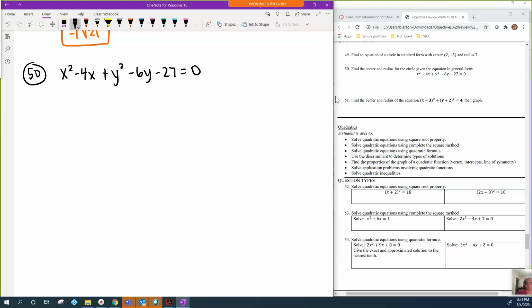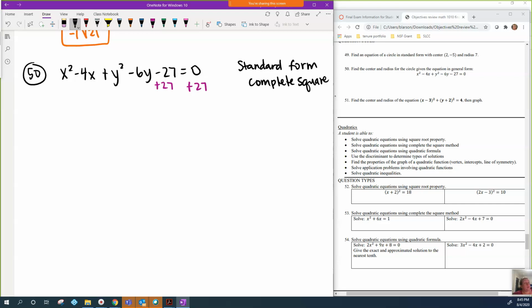And it wants us to find the center and the radius, right? But we need to change it to standard form in order to do that. So we need to complete the square in order to change this to standard form. Okay? And so the first thing that we're going to want to do is add that 27, whatever that constant term is, get it over to the left side.